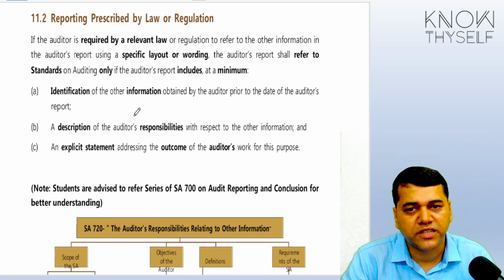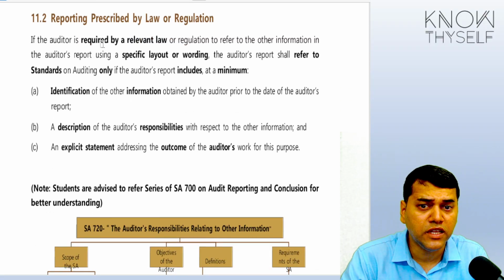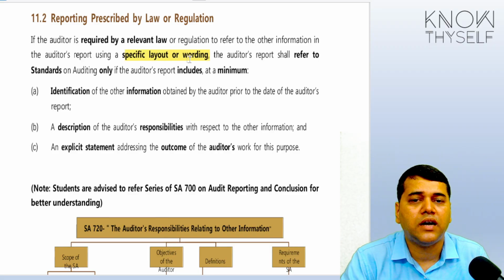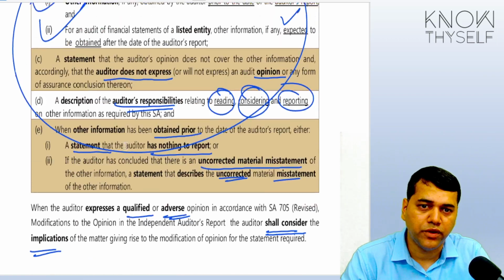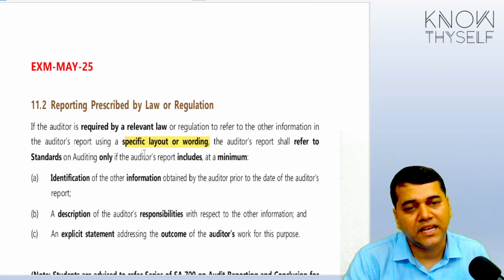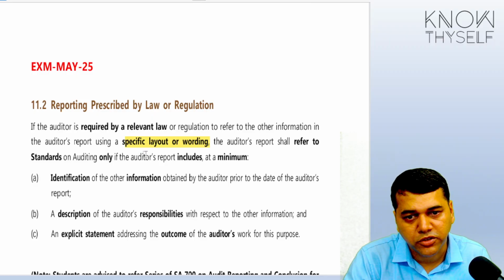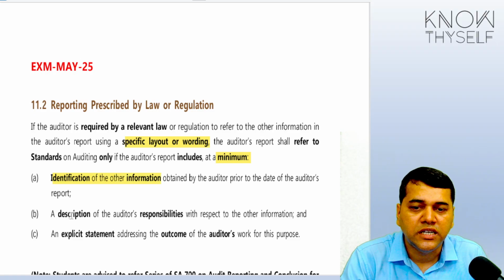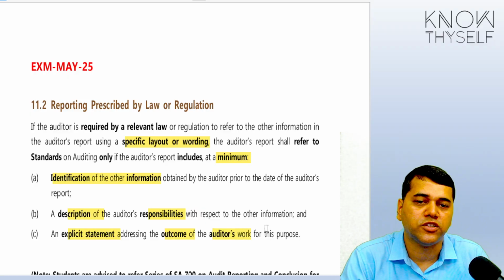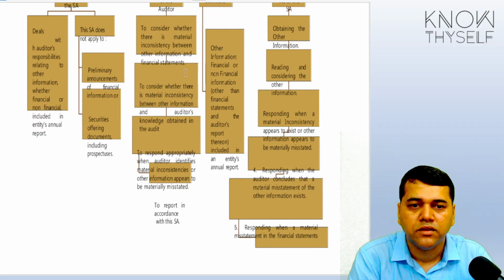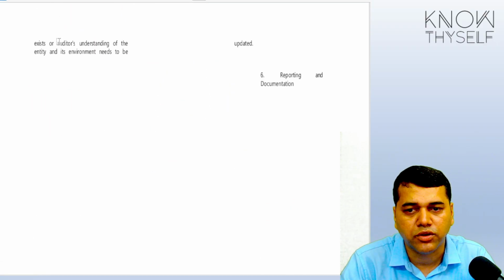Then reporting prescribed by the law. We will move on. If the law has given you a specific layout or wordings, like how you should prescribe the annual report, like what we have seen, then we should follow that. But can I say we have done audit as per SA 720? Yes, provided a minimum of identification of the information, description of the responsibility, and explicit statement of outcome of the auditor's work for this purpose is included. Okay, so they have said refer SA 700, 720, they have given one chart. Okay, you can refer to this chart.